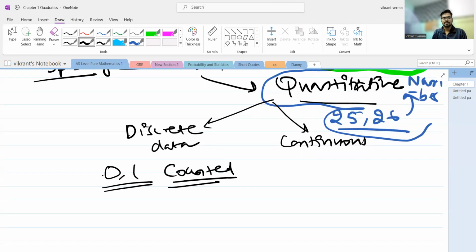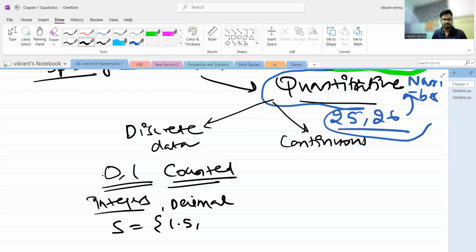It is not that the discrete data type is always integers. It can be real numbers, decimals also, but the values should be countable. For example, our discrete data set can be 1.5 and minus 1.5. This data set is a discrete data set because it can be counted. In this data set we have 2 points.